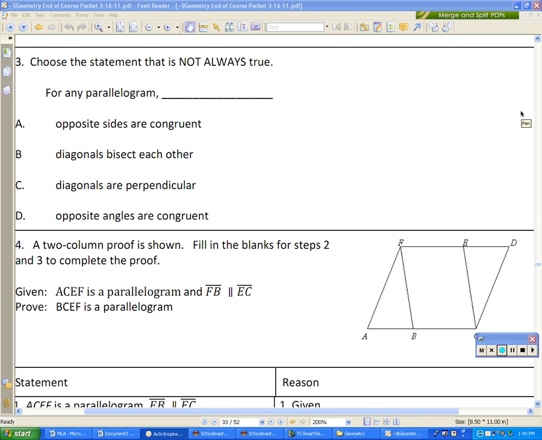Okay, we'll keep going here with parallelograms. Choose the statement that is not always true. Okay, so we're looking for the false statement. For any parallelogram, are opposite sides congruent? True, so it's not that one. Do the diagonals bisect each other? Yes. Are the diagonals perpendicular? Not always true. When are the diagonals perpendicular to each other? It's a square. Or a rhombus. Yeah, so this one is sometimes true, but not always true. Okay? So that's the one that they're looking for there.